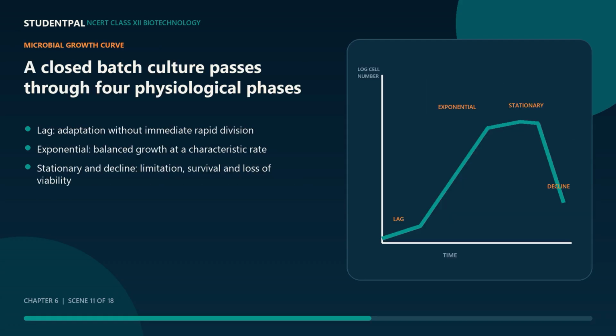Plot the logarithm of cell number against time for a closed batch culture. During lag phase, cells adapt to the new medium, repair damage, and synthesize components, so metabolic activity may be high, even though population increase is limited.